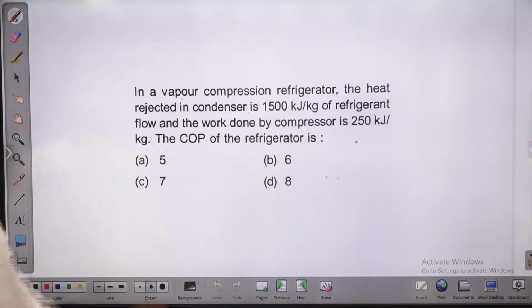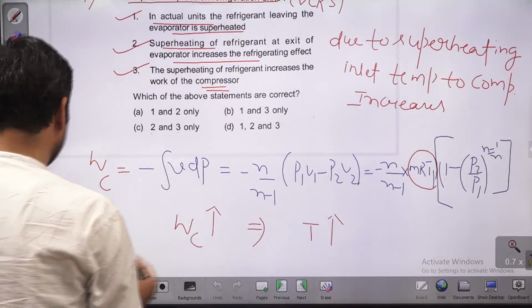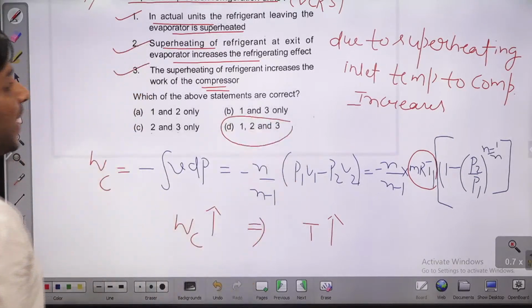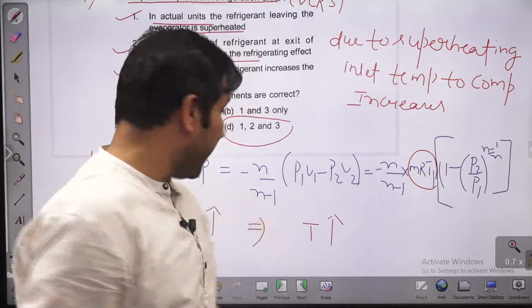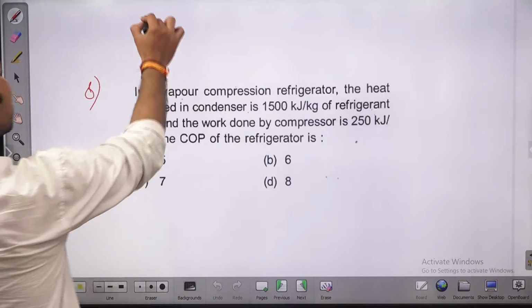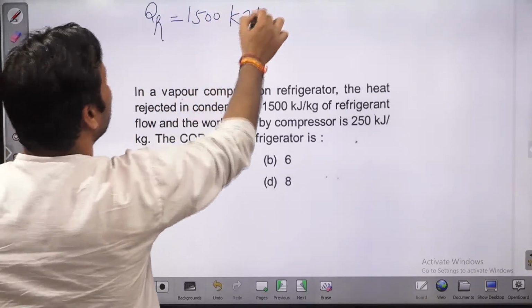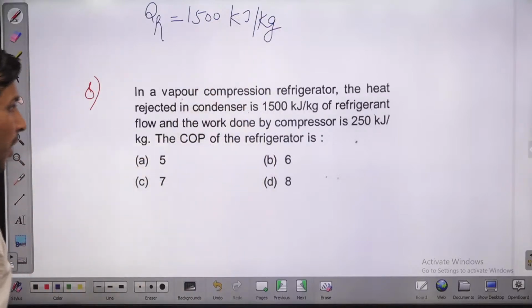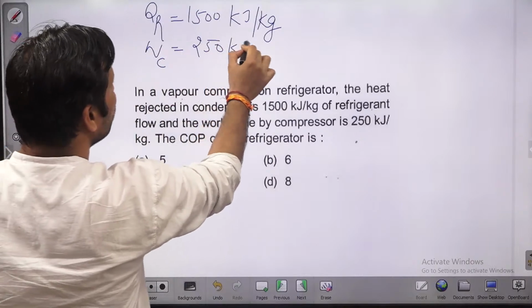Let us now move to question number 8. In a VCRS system, so guys, for this question, all three are right. Option D is the right answer, guys, for this question. Not 1 and 3. Okay, 1, 2, 3, all are right. In a VCRS system, the total heat rejected in the condenser is this. So how much is the heat rejection, guys? Heat rejection equal to 1500 kilojoule per kg. Work done in the compressor, WC, is 250 kilojoule per kg.